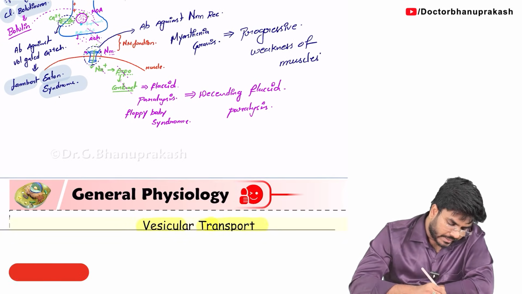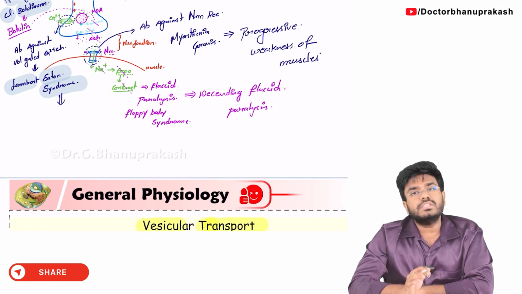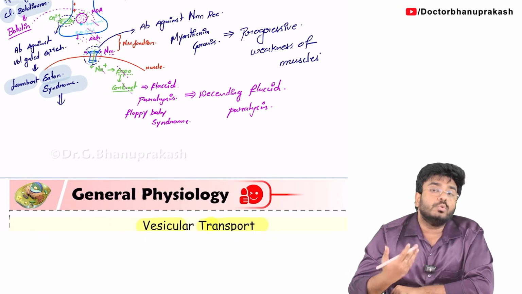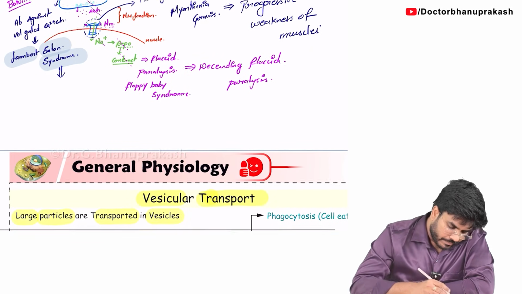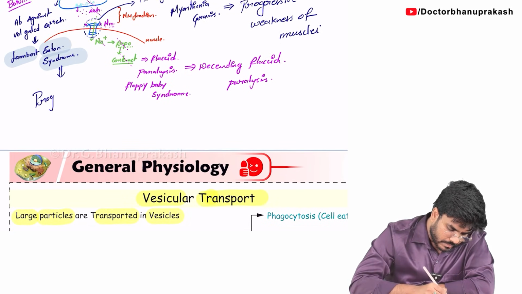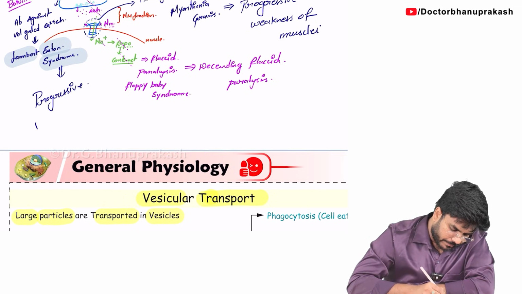But what about Lambert-Eaton syndrome? In Lambert-Eaton syndrome, initially there is muscle weakness. The more you use them, the better they become. Okay, progressive betterment.